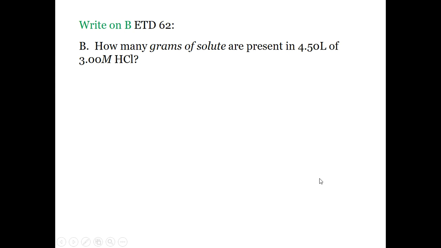Now, normally we take a 1-minute break, but I don't get those anymore. So we're going back into the other ETD, which is a calculating one, which is where we're heading for a good chunk of this unit now.